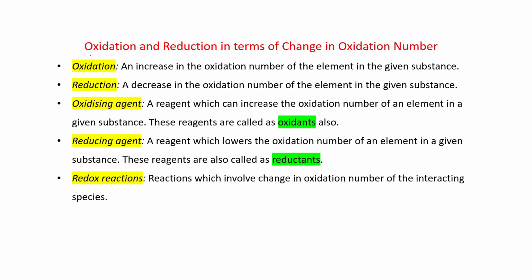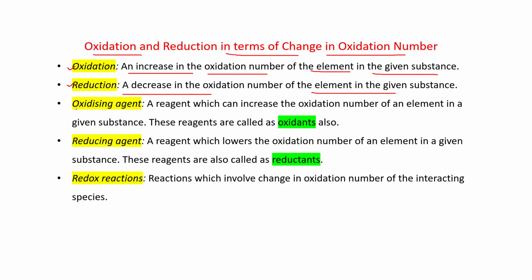Now, on the basis of oxidation number, we can define what is oxidation and what is reduction. So, oxidation and reduction in terms of change in oxidation number. First, oxidation: this is an increase in the oxidation number of the element in the given substance. If the oxidation number of any element increases in the given substance, then we can say that substance is oxidized. Now, what is reduction? A decrease in the oxidation number of the element in the given substance. As we know, the substance which is reduced is known as the oxidizing agent, and the substance which is oxidized is called the reducing agent.